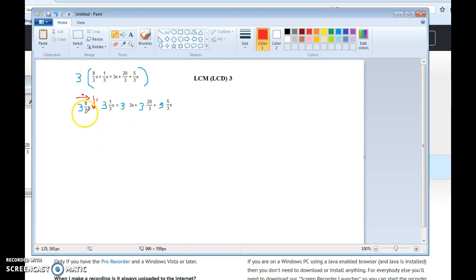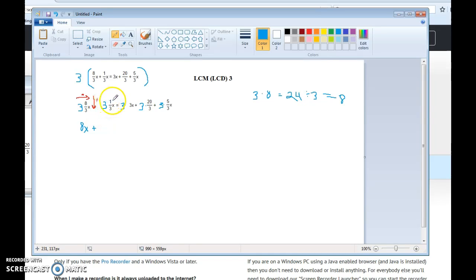Okay, so in this case, I'm going to say 3 times 8 is 24. And 24 divided by 3 is 8. So this is going to end up being 8x. So 3 times 8 is 24, divided by 3 is 8. Here, okay, so that's plus, sorry.